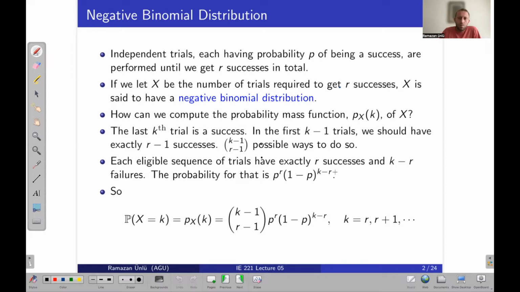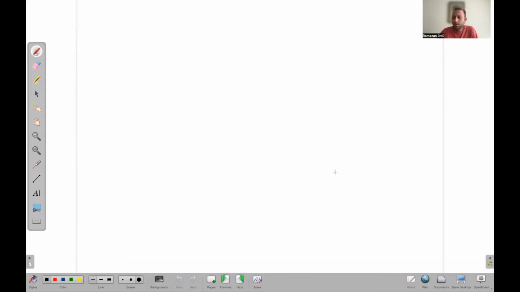Let's say we have repeated the trials k times, and the last kth trial will be the success, right? That's for sure. And in the first k minus 1 trials, we should have exactly r minus 1 successes, right? Let me write that one.